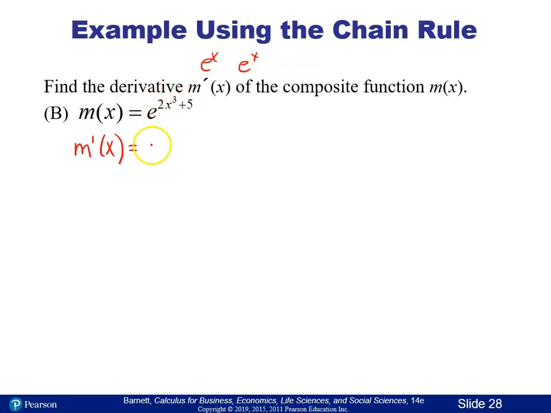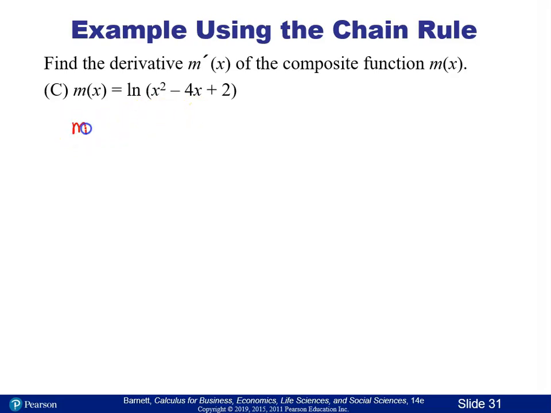Okay, so the derivative here would be e to the same power, and then we're going to follow it by the derivative of this inner function here. So the derivative of that inner function is going to be 6x squared. So we have 6x squared e to the 2x to the third plus 5. Okay, so take the derivative of the outer function and then the inner function.